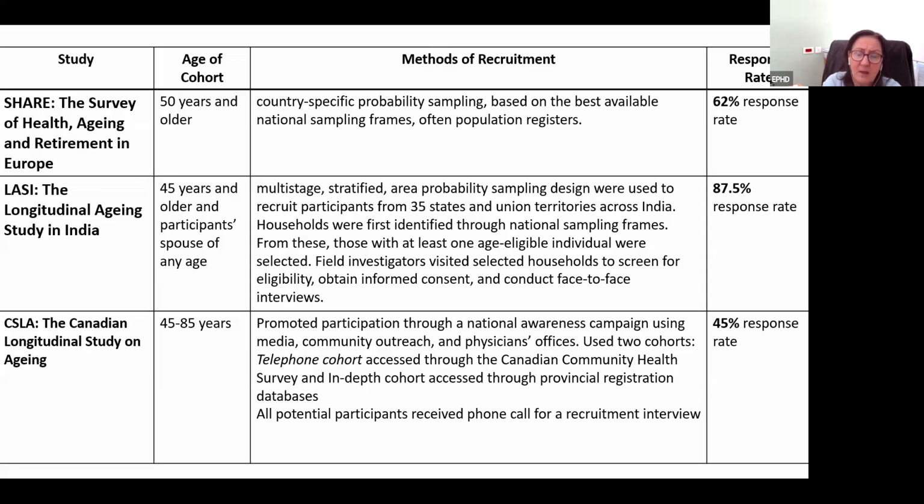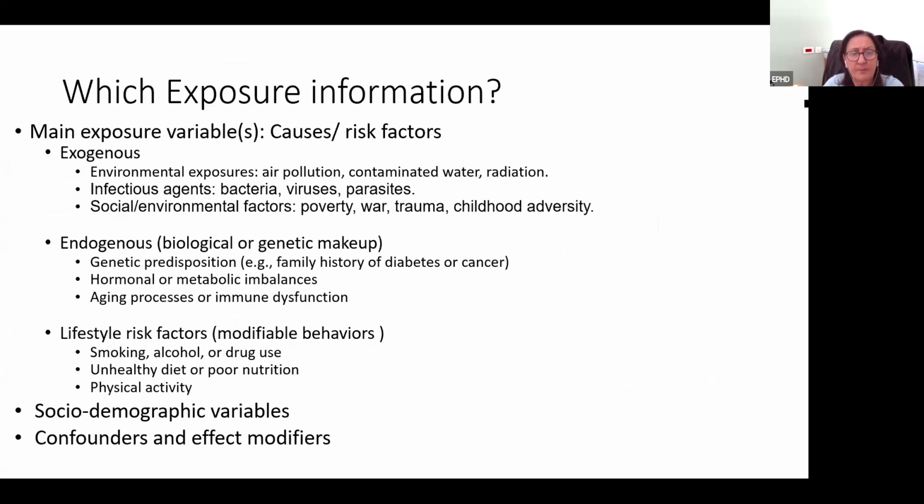The Canadian longitudinal study promoted participation through a national awareness campaign, community outreach, and physician offices. One was a telephone cohort, and the other was an in-depth cohort through provincial registration databases. It includes ages 45 to 85, but the response rate was 45%. So this is not representative. They used some passive approaches, like media, and some outreach and direct contact, but it was not very successful.